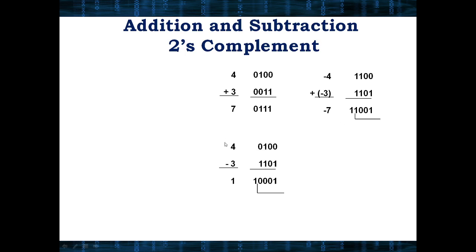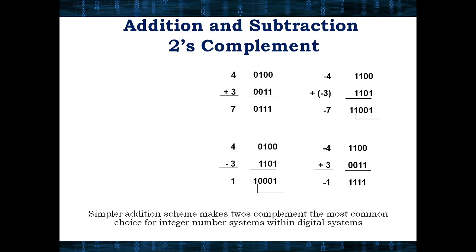Similarly, we'll perform 4 plus minus 3. For minus 3, you have to represent it in 2's complement form. Then you do an addition, and you will get 1 extra bit, that is an extra carry. Like that you have to perform the addition and subtraction operations in 2's complement form.